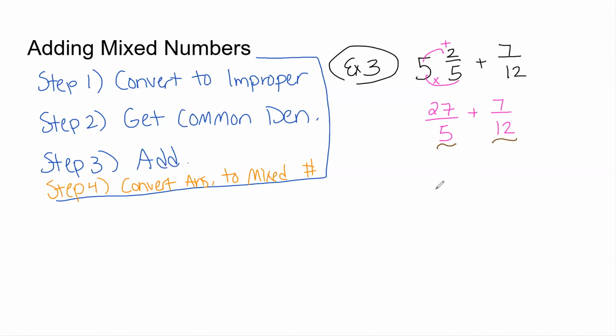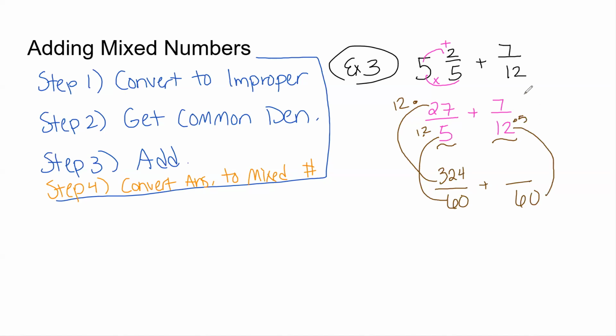I think, is 60. So we're going to convert both of these to have a denominator of 60. 5 times 12 is 60, and do 27 times 12. So if you want a calculator for that part, feel free. That is 324. And then on the other side, 12 times what is 60? That's 5. So do 7 times 5, so that's 35. Now here we are on the brown. We have a common denominator of 60, and add right across the top: 324 plus 35 is 359.